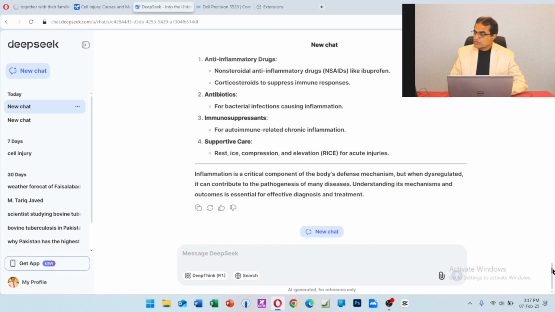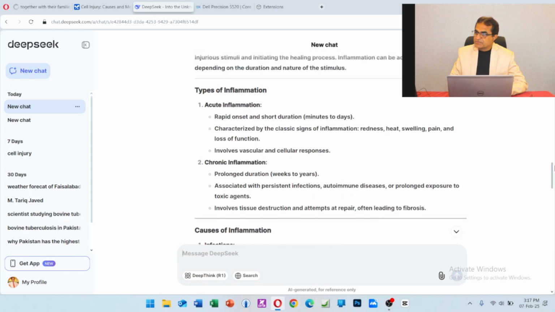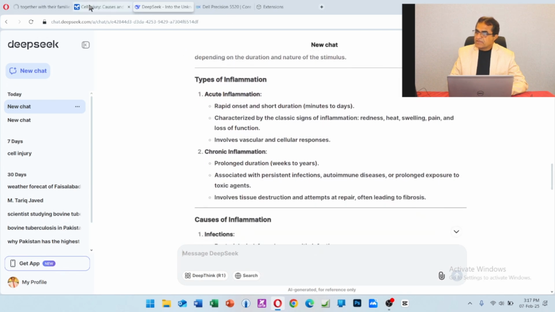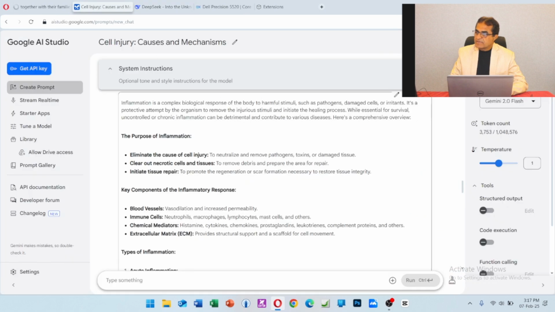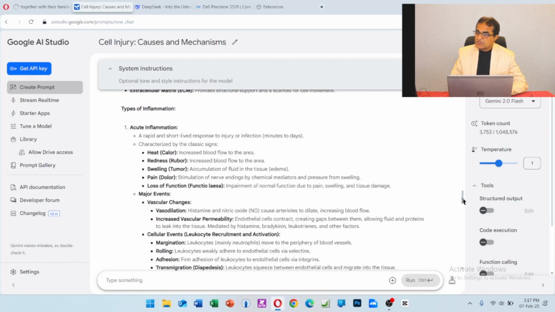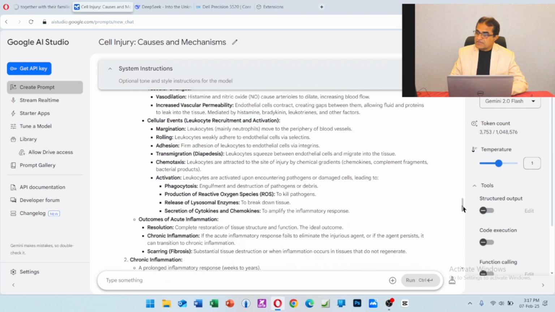Okay, so let's compare the information we got from the two. It gives us types of inflammation, the purpose of inflammation, very important, and key components of inflammation. This is excellent, really. And then types of inflammation. So acute inflammation, number one.